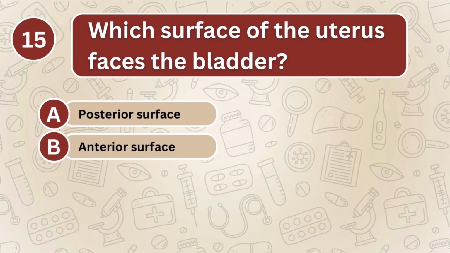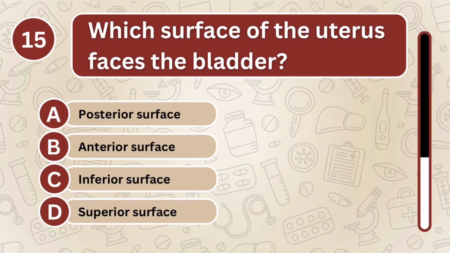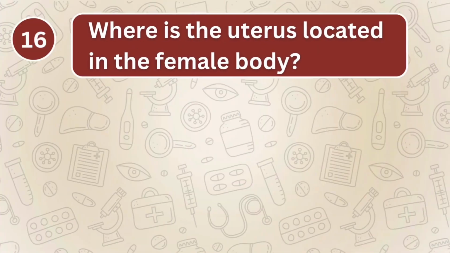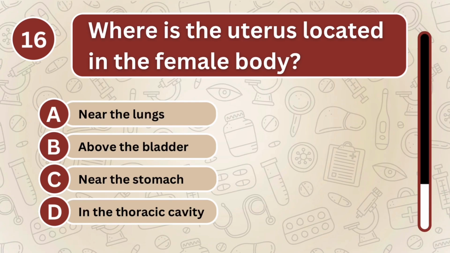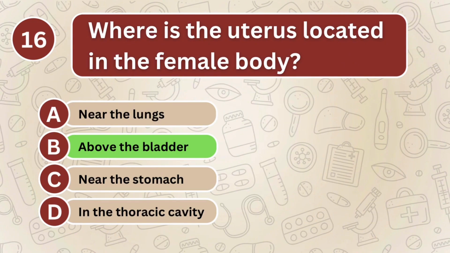Which surface of the uterus faces the bladder? B. Anterior surface. Where is the uterus located in the female body? It's B. Above the bladder.